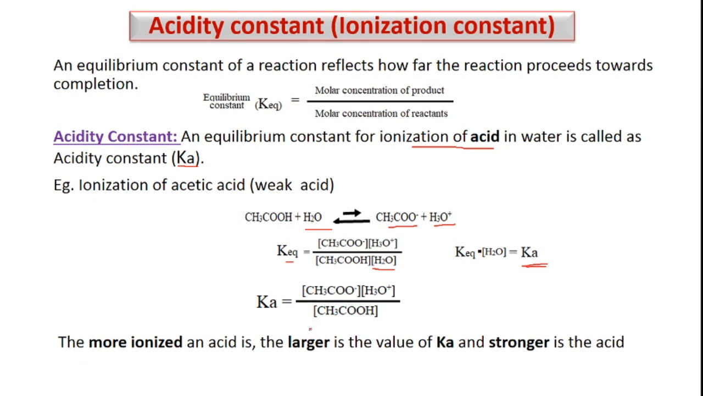So from this equation we can say that the more ionized an acid is, meaning if the concentration of ion products is more than the concentration of reactant, then the value of Ka will be large and the acid is considered a strong acid. So the more ionized an acid, the larger is the value of Ka and the stronger is the acid.